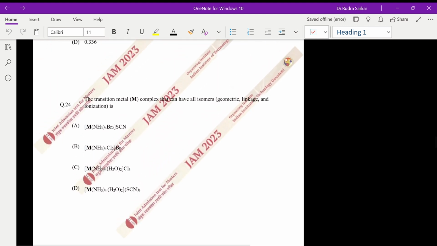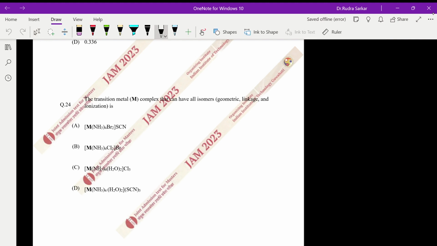Okay, so we have question number 24: the transition metal complex that can have all isomers, geometric, linkage and ionization. So for geometric, we have to choose complexes that have the form Ma4B2, because that means we can have both the cis and trans isomers. We would expect that when the B donors are 180 degrees apart, we have trans, and when they are at an angle of 90, then there are cis isomers.